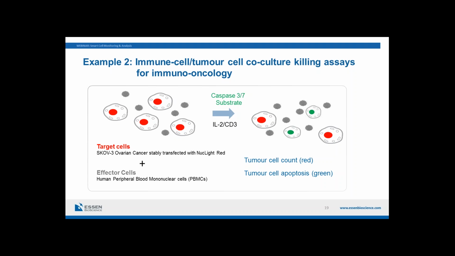We first labeled the nuclei of the ovarian cancer cells with a nuclear-targeted red fluorescent protein so that we could quantify the cancer cells in their own right. We duplexed this with a measurement of apoptosis using a fluorescent caspase-3/7 substrate, which only fluoresces when cells begin to express an active caspase enzyme.